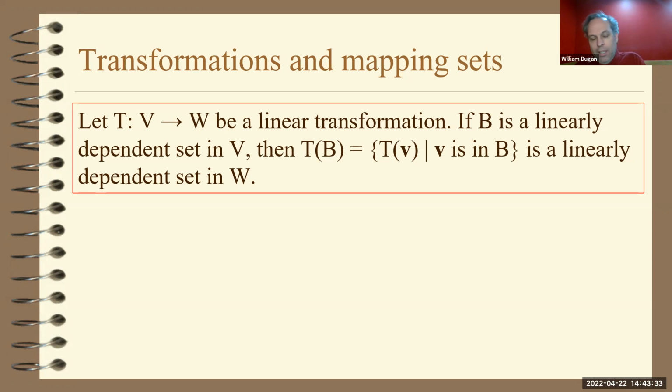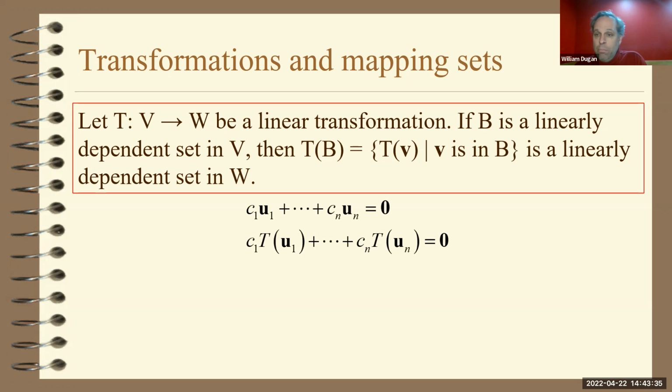Why is really easy, because if you have a bunch of vectors in B that are dependent, there's a linear combination of them that adds up to 0. But when you apply the transformation to that equation on both sides, you get another linear combination, but of vectors from T of B. And if one of the scalars before is not 0, then one of the scalars later is also not 0, because they're the same scalars. So of course, T of B would also be linearly dependent if B is a linearly dependent set in V.